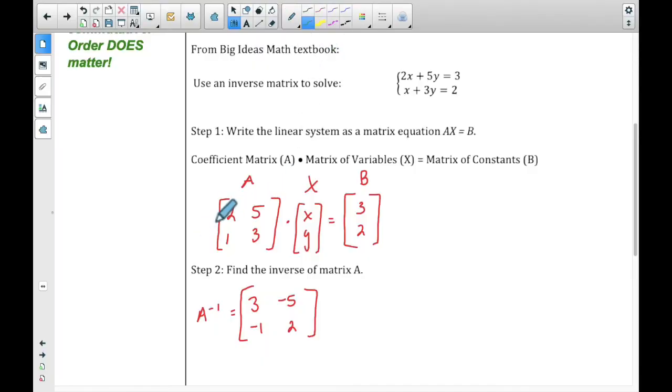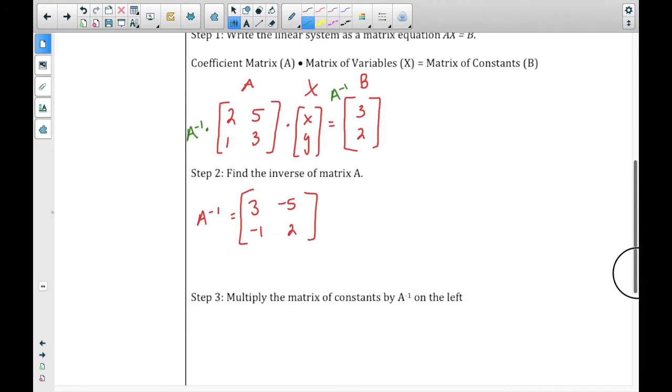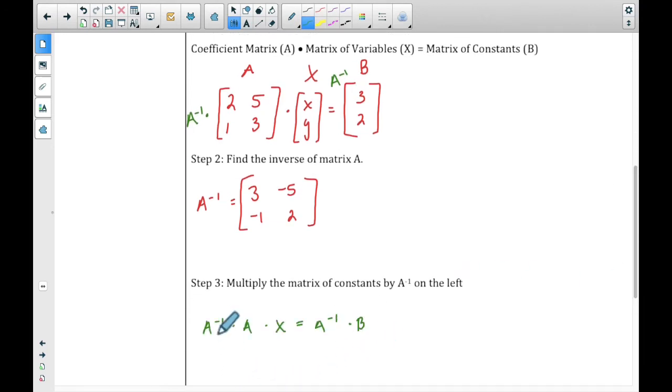And so now remember what we learned is we are going to take the inverse of A and multiply it on the left-hand side of the equation, and we're going to take the inverse of A and multiply it on the right-hand side of the equation. And when we do that, we know that the inverse of A times A, basically, it's like dividing by it. It gets rid of it. That's the whole reason we're doing it. And so on the left-hand side, we're left with just the x, y variable matrix.